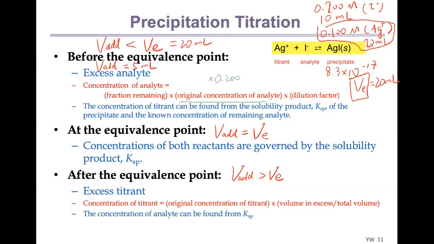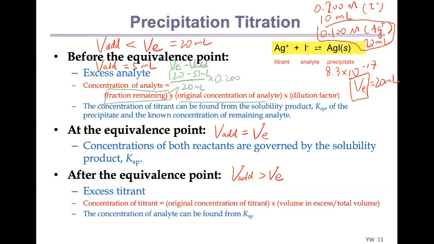Now, think about it. If you need all the analyte to be reacted, you will need 20 milliliter, right? But you actually only added 5 milliliter. And how much is remaining? It will be 20 subtract by 5, right? So this is the fraction of remaining. You are using VE subtract by V add.